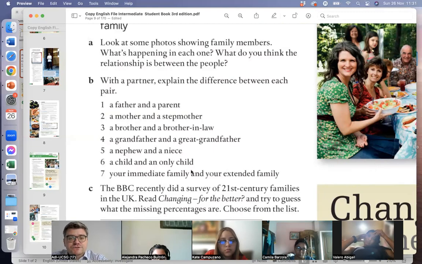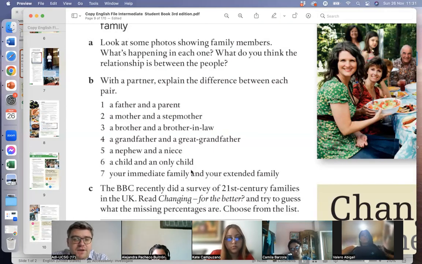So what is that person to you? Oh, this is my brother-in-law. This is my sister-in-law. This is my grandfather, grandmother, great-grandfather, great-grandmother, nephew, niece, father, mother, my parents, stepmother, stepfather, and so on.